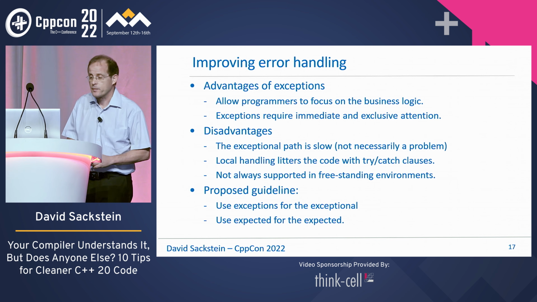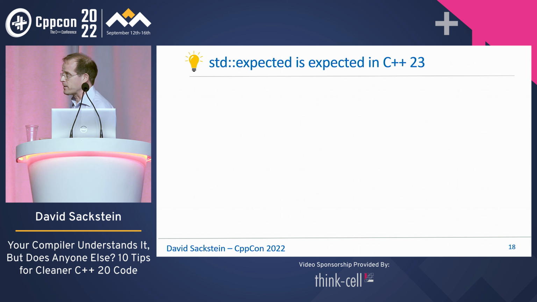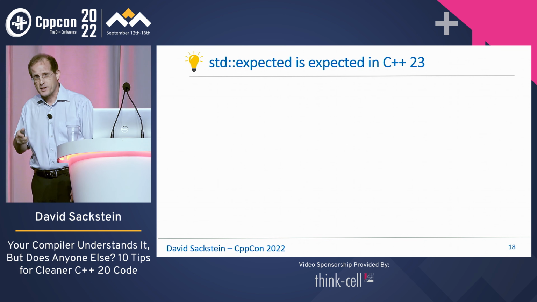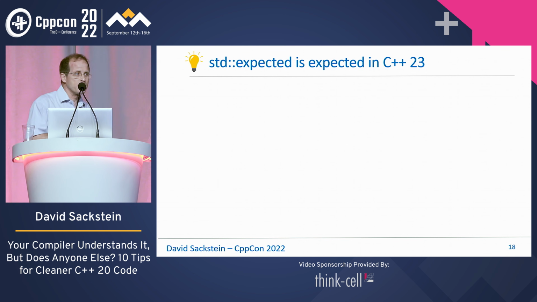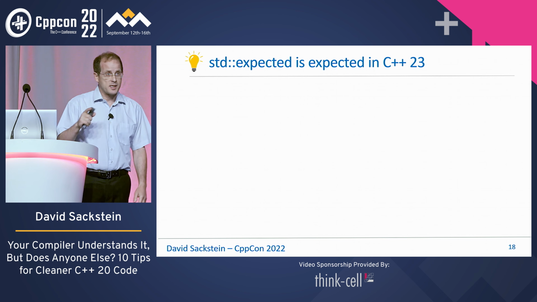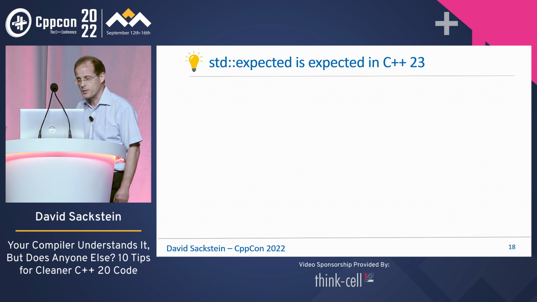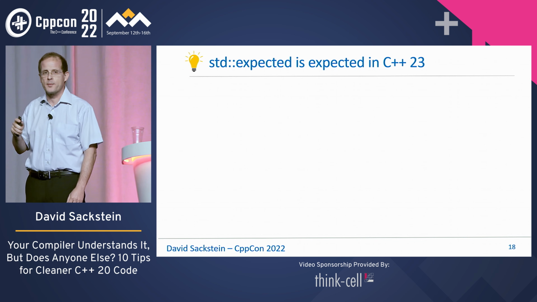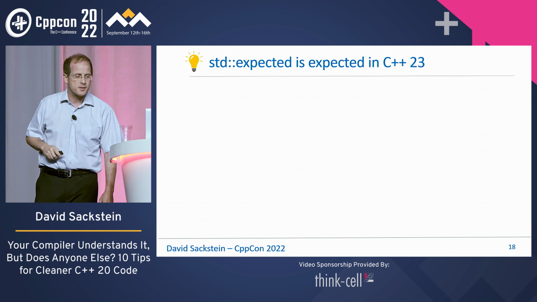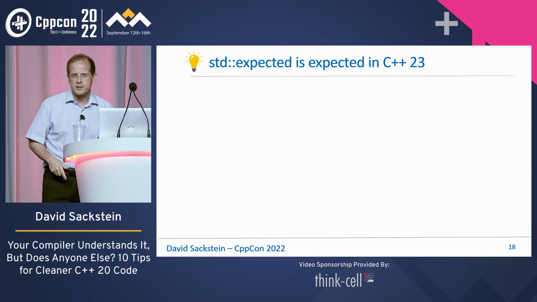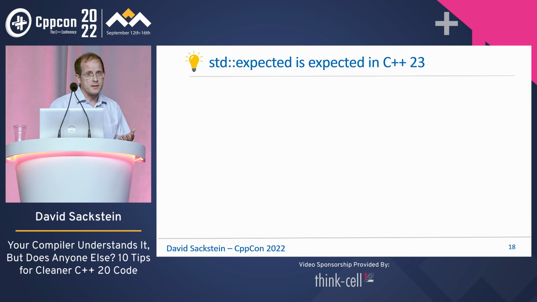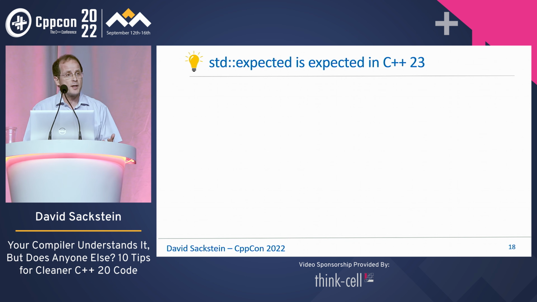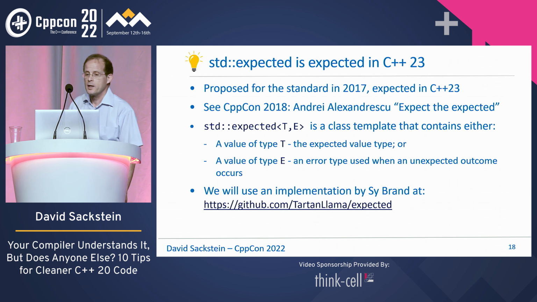What should we use? Well, until now, we haven't had a solution. But as a number of lecturers have mentioned in this conference, std::expected is expected in C++23. And this is actually going to help us solve this problem. How do we handle exceptions that are expected exceptions? I mean, they're called unexpected, but they are, in a sense, expected. They may happen during the course of things, and we need to be able to recover from them.